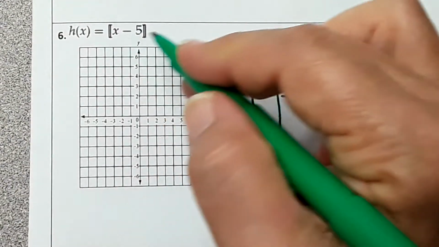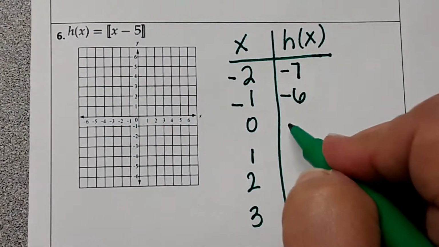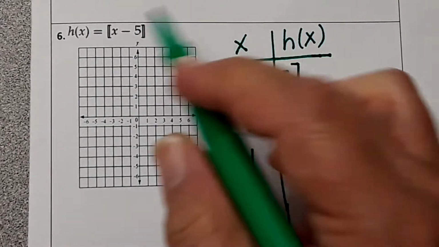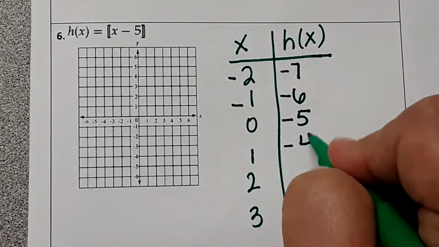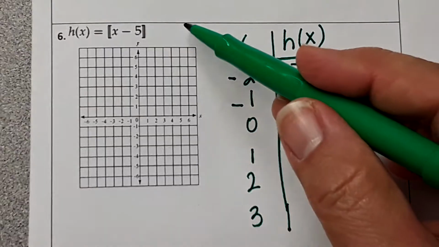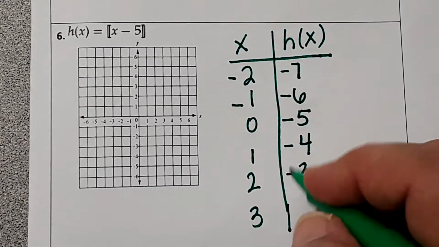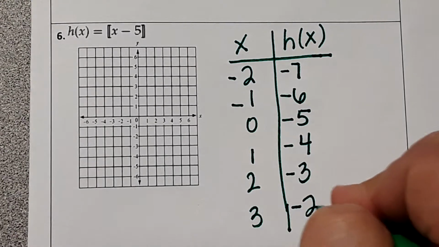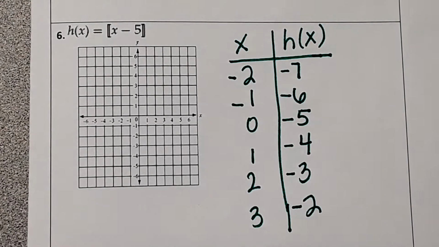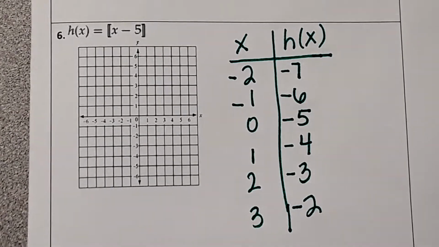0 minus 5, negative 5. 1 minus 5 is negative 4. 2 minus 5 is negative 3. And 3 minus 5 is negative 2. You guys, you could keep going on. Like, you can see, right? You could do 4, 5, 6. You could do the entire thing. But you'll be able to see how it increases.